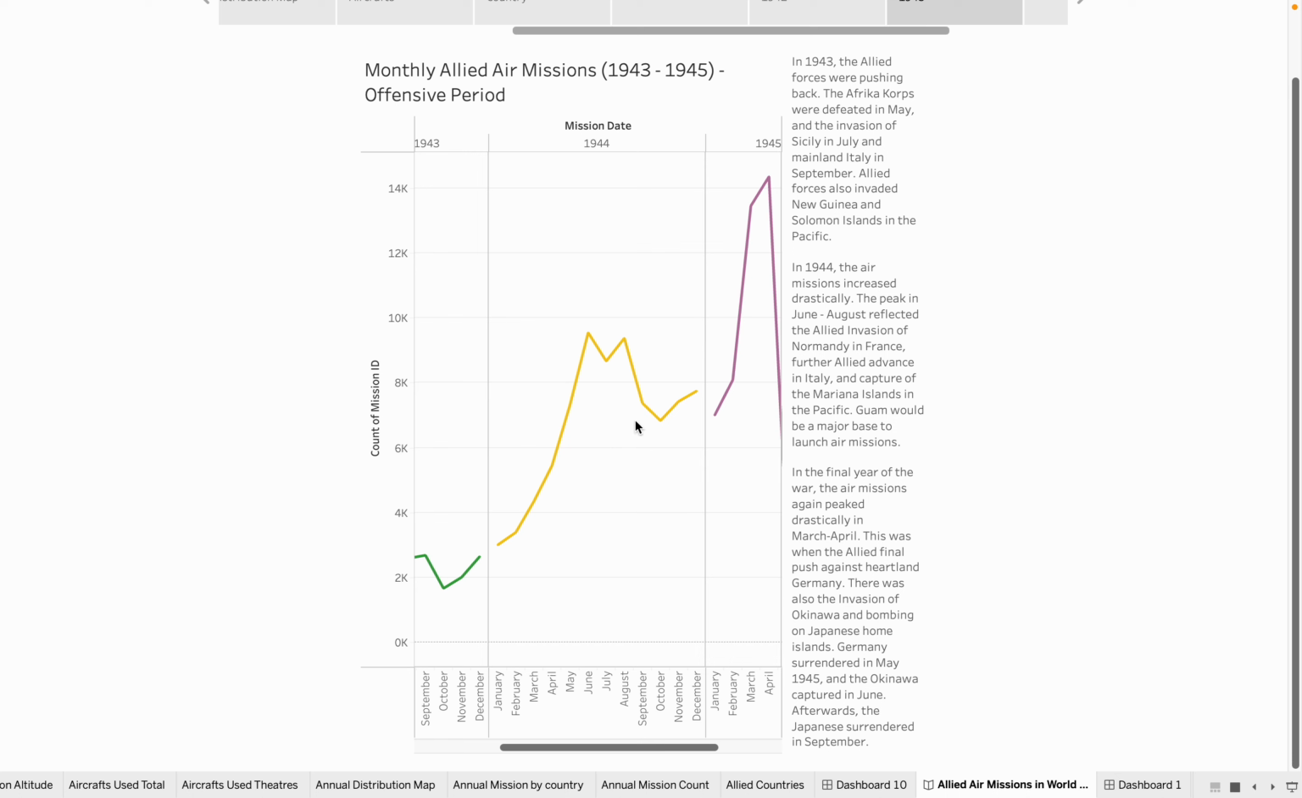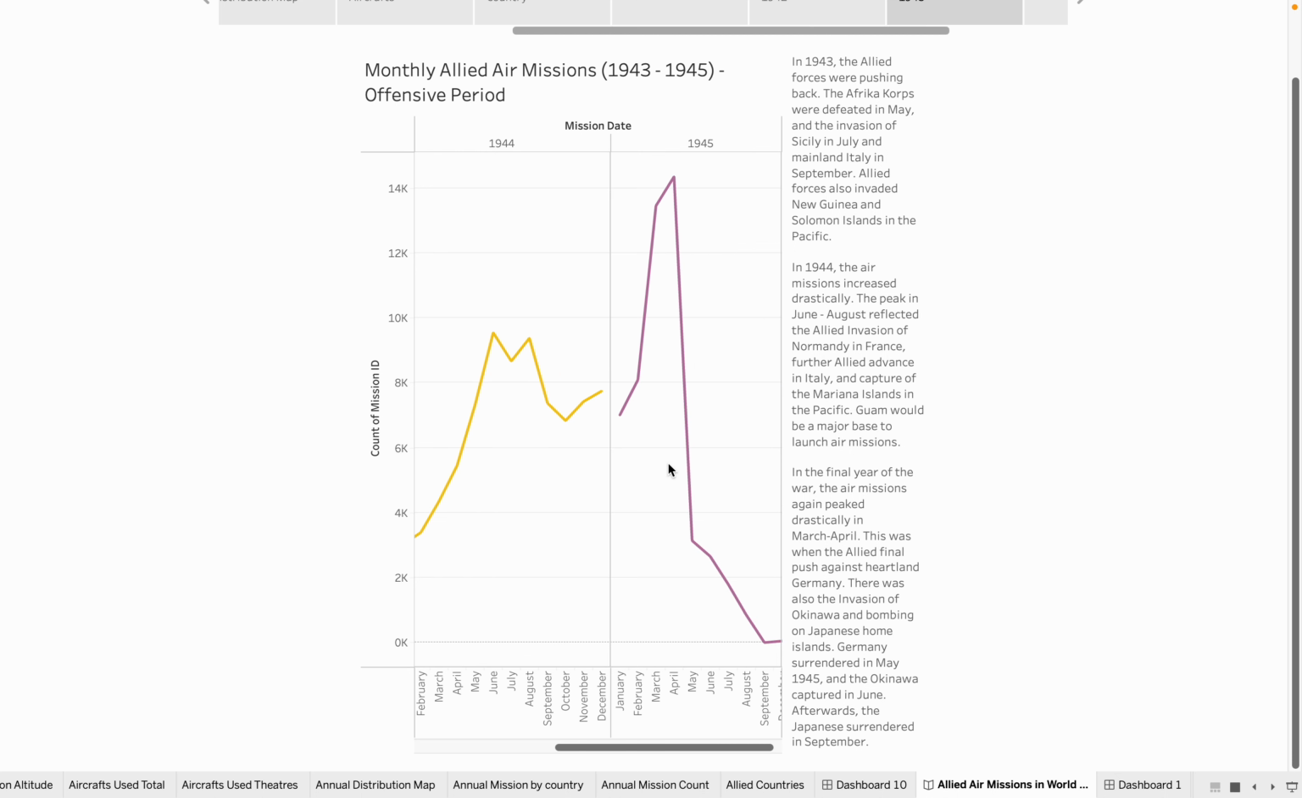And there was also the U.S. Marines were also taking over Guam from the month of July until the end of the year. Guam and the Mariana Islands in the Pacific in 1944.